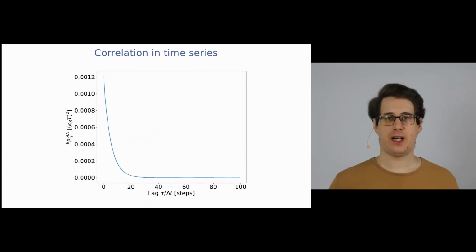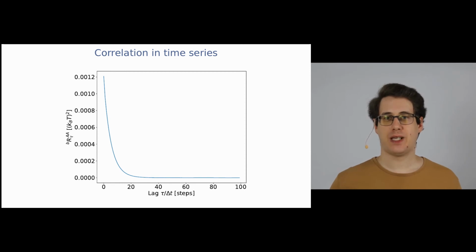You can quantify the correlation in your time series by plotting the autocorrelation function R. In this plot, you can see that the correlation between data points which are n time steps away from each other is decreasing very rapidly. In fact, at around 50 time steps, there is almost no correlation left.